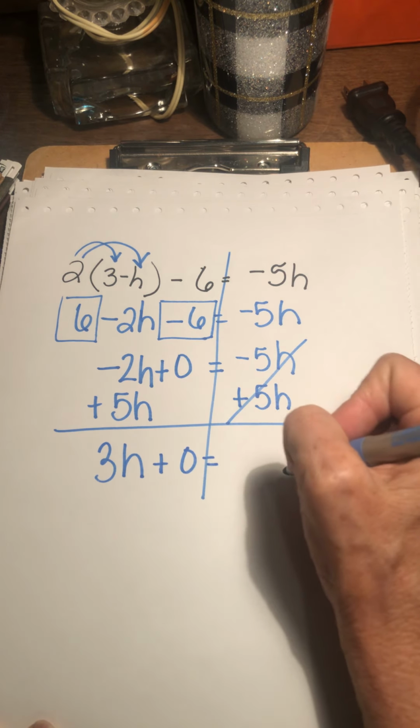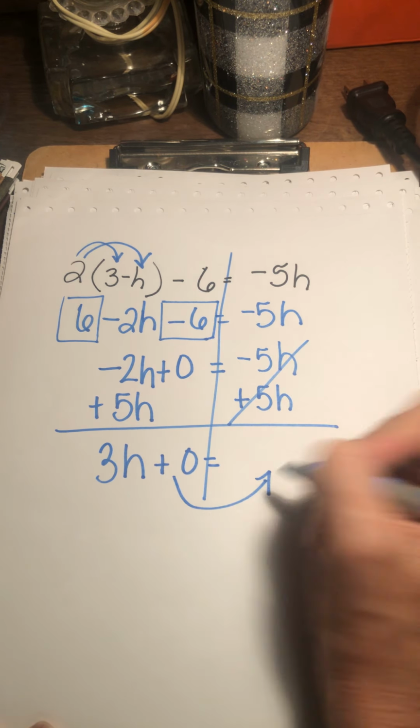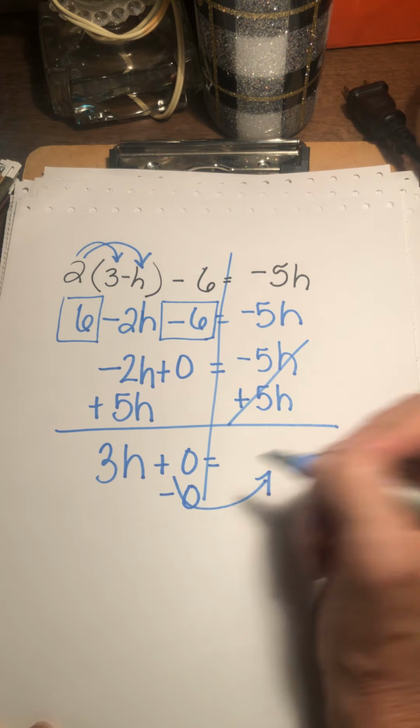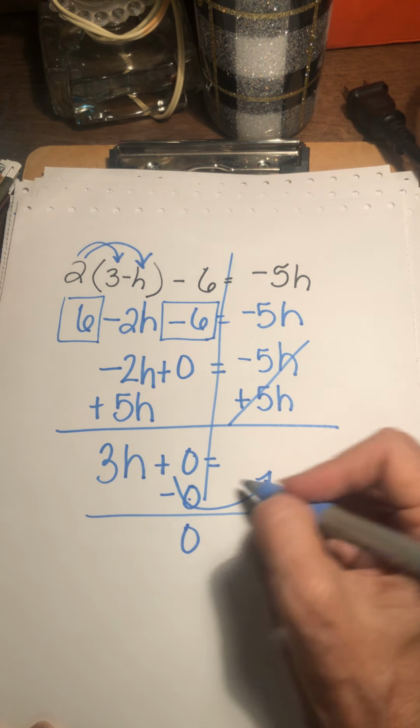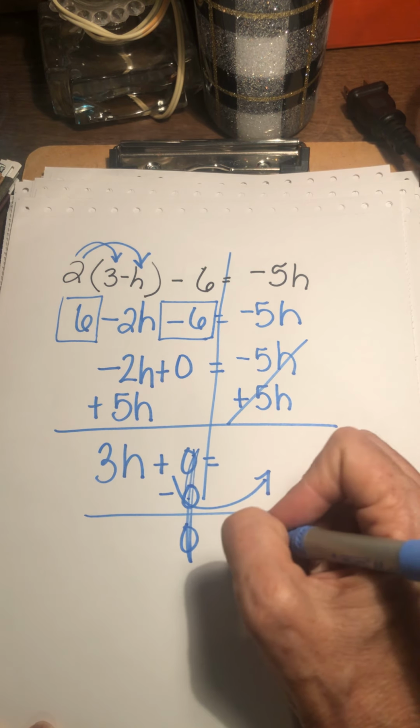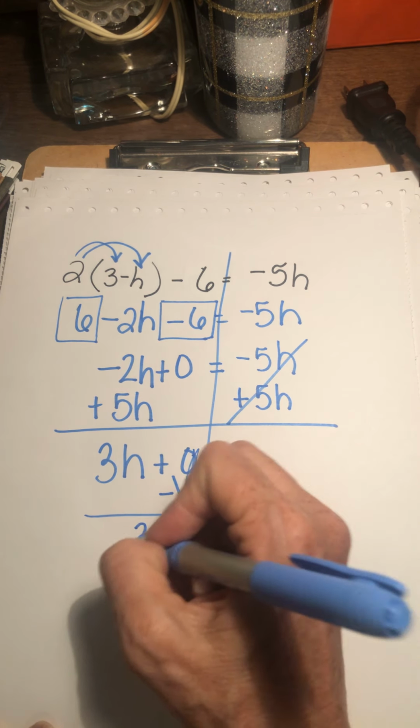I have nothing over here. I need to move this number over. So in theory, I would do this. 0 minus 0 is 0. Oops, no, I would draw a line. I'm sorry. That would give me 0, and this would give me 3h.